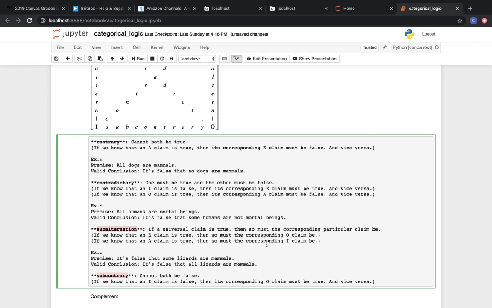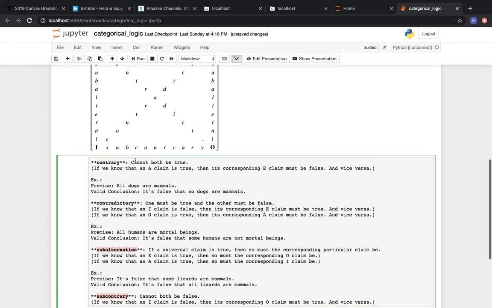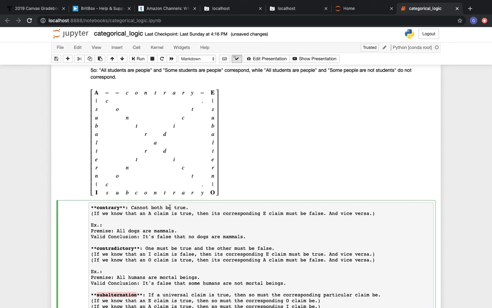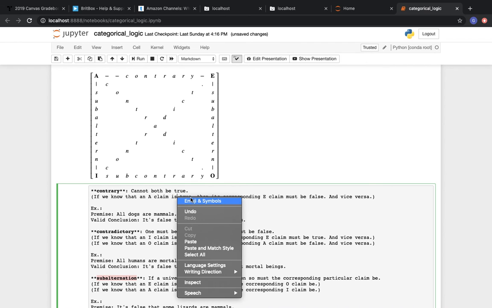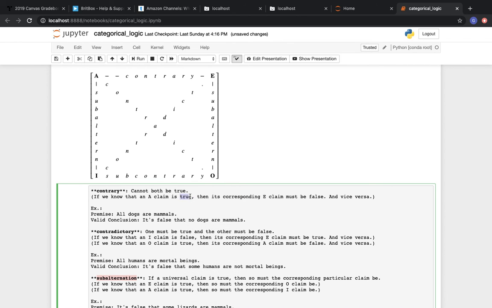But again, be careful of the direction. Just as with contraries, we have to know that one is true in order to use it, right? Because for all we know, they're both false for contraries. So if we know that the A claim is false, nothing follows using the rule of contraries about the status of the E claim. But if we know that one is true, then we know that the other must be false.